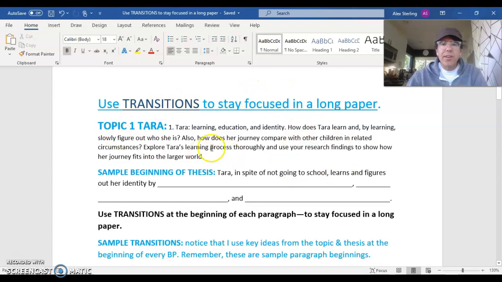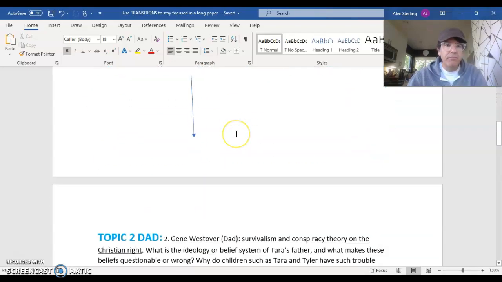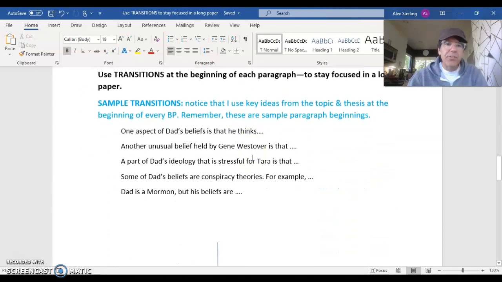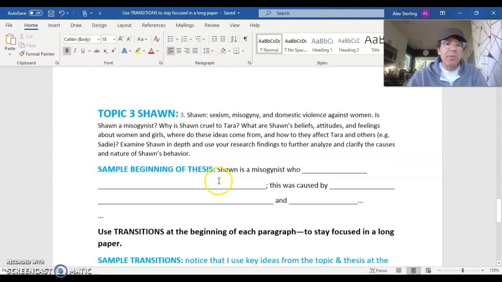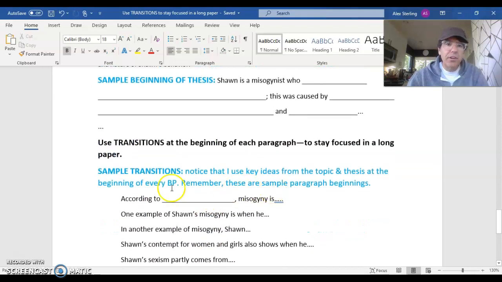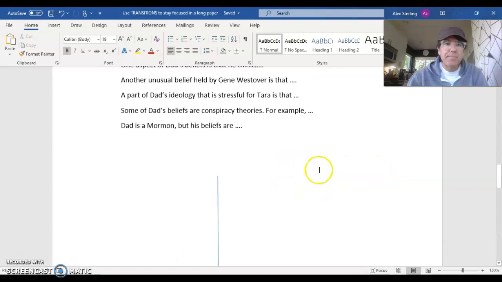So I have sample transitions for 3 different essay topics in this handout. So that you can see that this part is about topic 1, Tara. And this next page is about topic 2, Dad. So I wrote sample transitions. And the next page is about topic 3, Sean. So I have sample transitions for 3 of our essay topics in this handout, which you can find in Canvas.